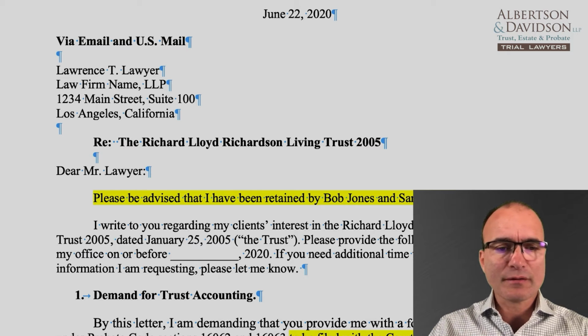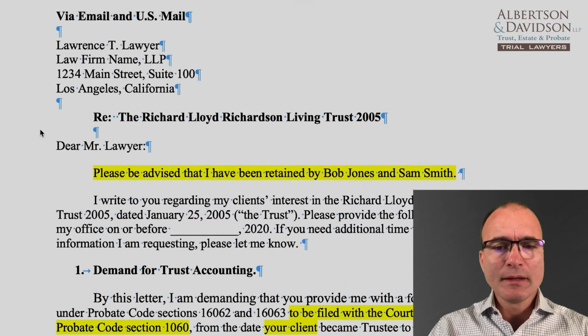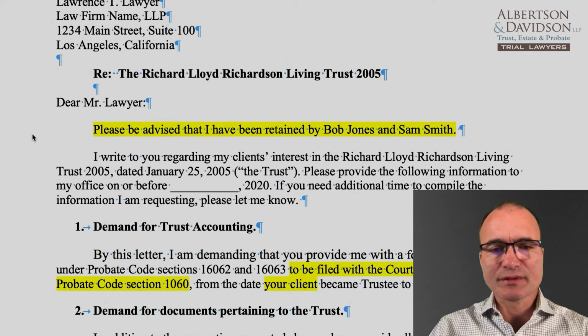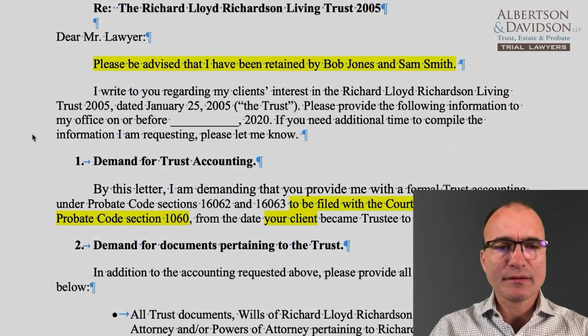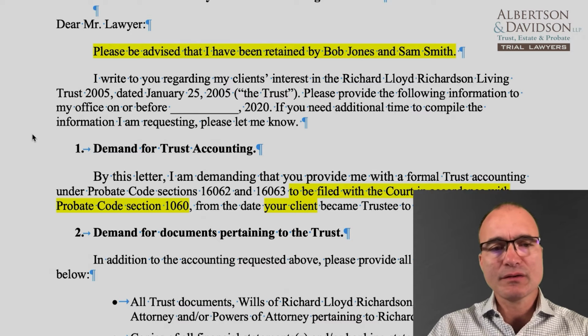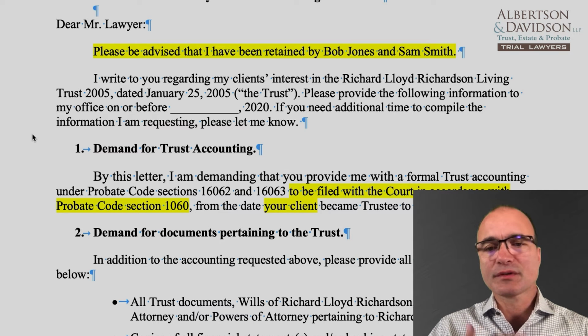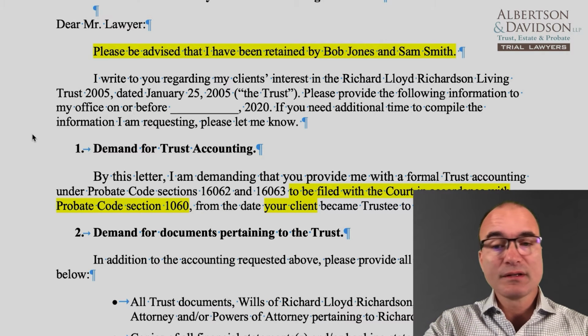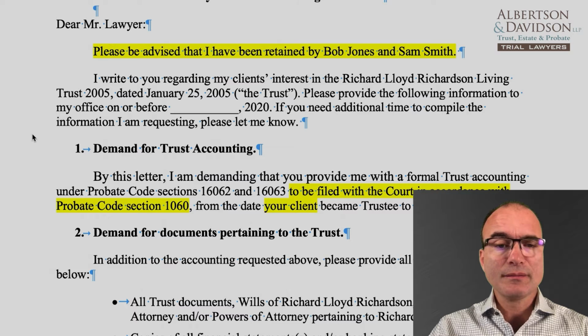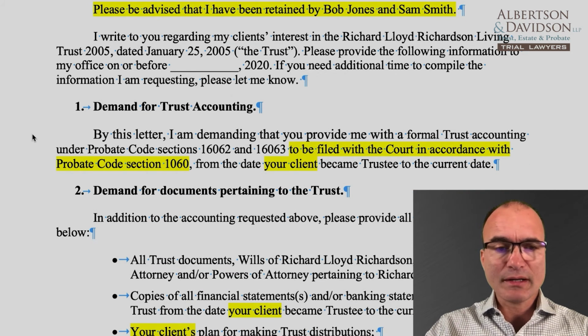So we start off, and you should know that all the names in here are fictional, so I just made them up. And we start off by talking about the Richard Richardson Trust. The stuff that is highlighted is things that you can change. At the top here, I start off by letting them know, look, I have been retained to represent Bob Jones and Sam Smith. Well, if you're sending this out and you're not a lawyer, you're just sending it out on your own behalf, just delete that sentence. You don't need it. And so I'm saying I'm writing about this trust. Please provide the following information.